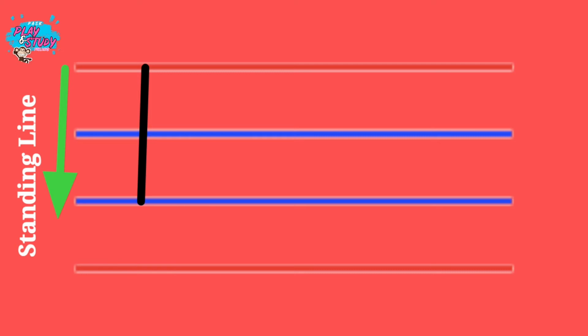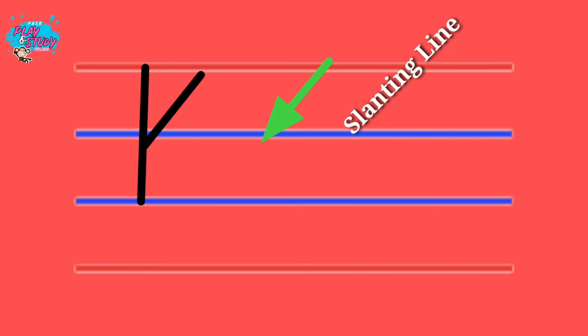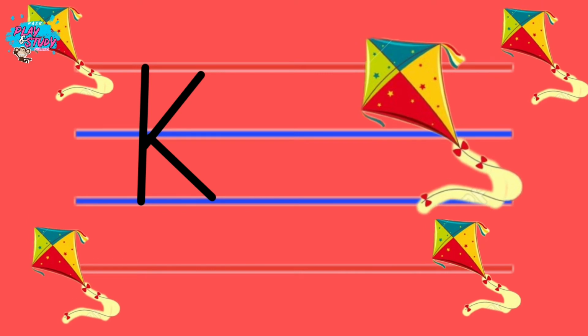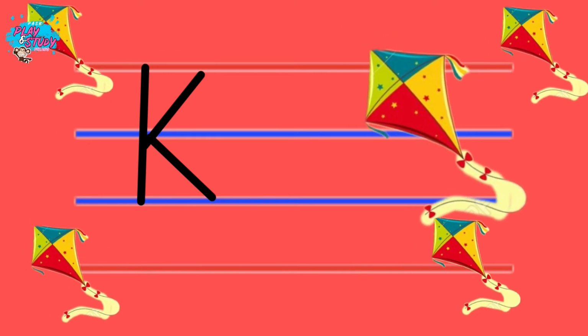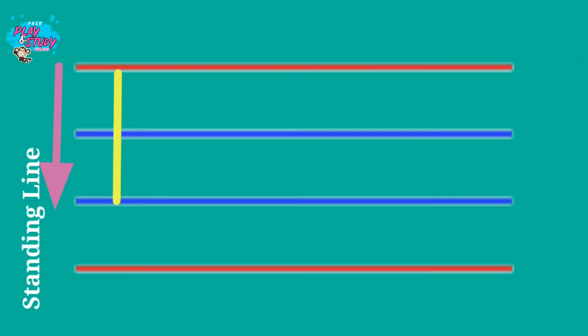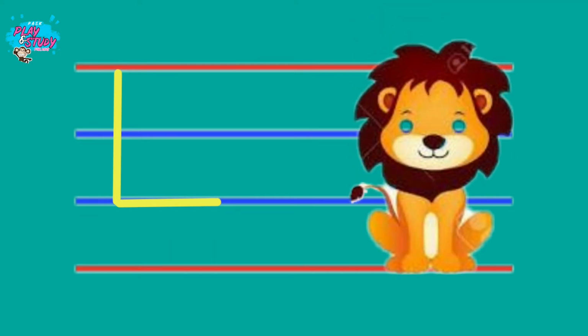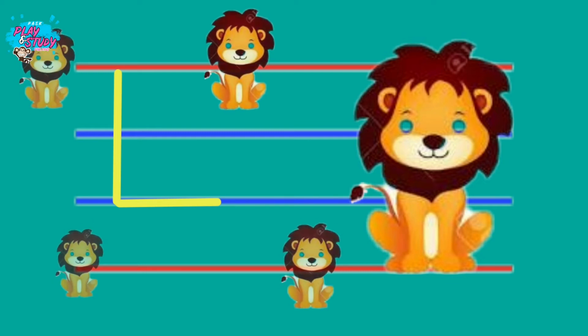Standing line, slanting line. K for kite. Standing line, sleeping line. L for lion.